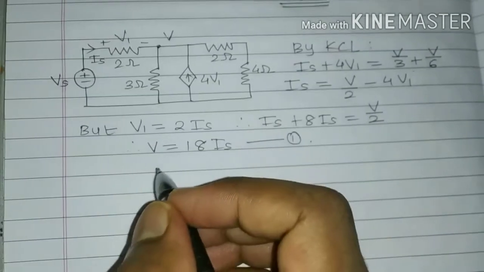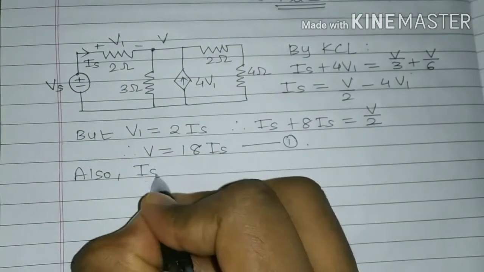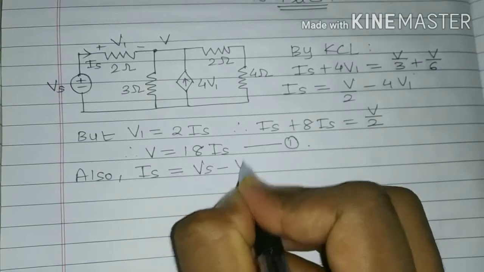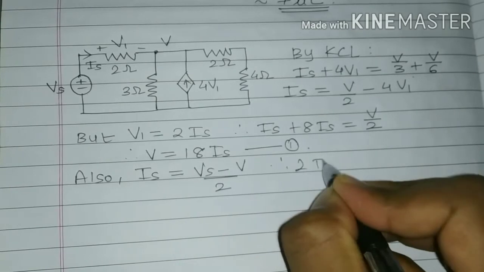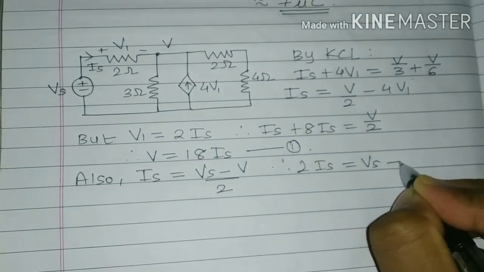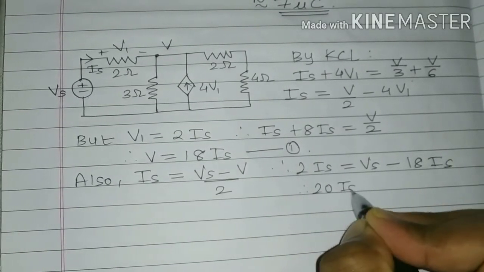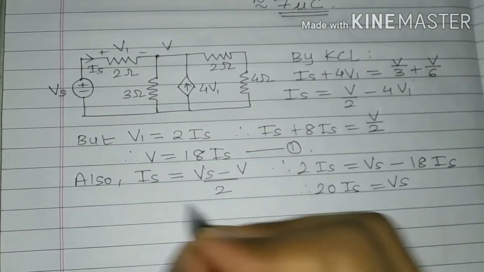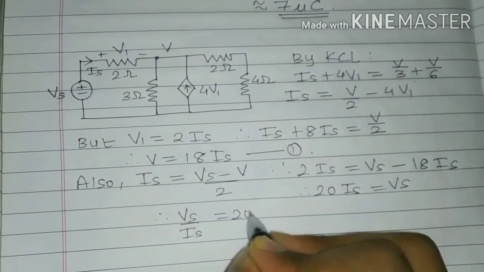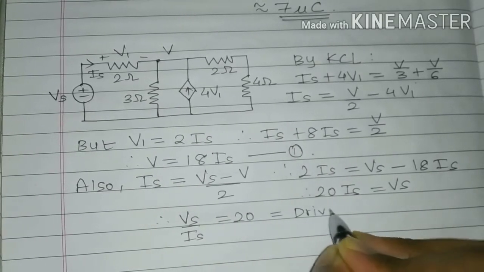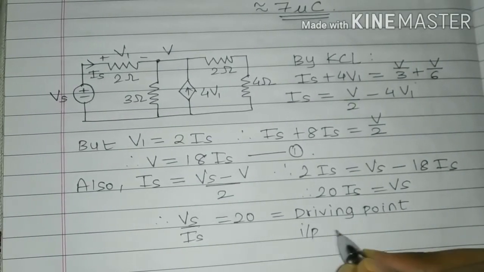Also, we can see that Is is equal to Vs minus V divided by 2. Therefore, 2Is is equal to Vs minus 18 Is. Therefore, 20 Is is equal to Vs. Hence, Vs upon Is is equal to 20, and Vs upon Is is known as the driving point input impedance. So, the answer is 20 ohms.